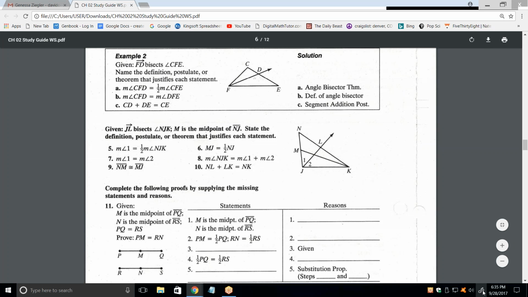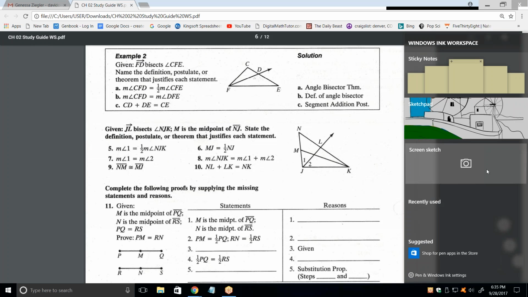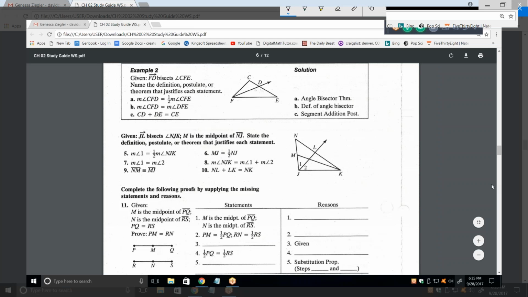Here, let me write some stuff on here. A nice way to do geometry is to do things like this. That means M is the midpoint of NJ. In other words, it means NM is equal to MJ. State the definition, postulate, or theorem that justifies each statement.